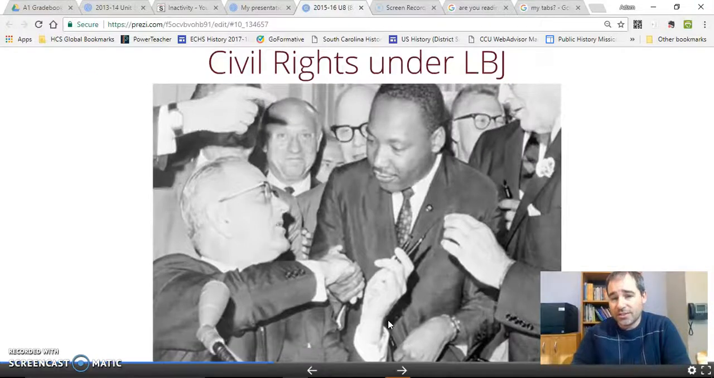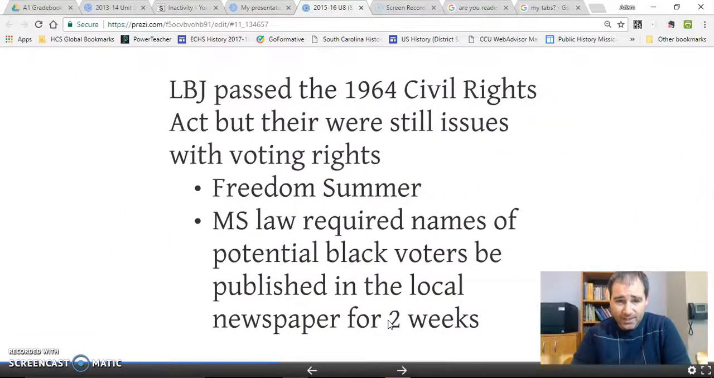We've also mentioned Lyndon Johnson and civil rights in 8.1 and 8.2, and again passes the Civil Rights Act, but there's still issues with voting rights. So this leads to things like the Freedom Summer. Freedom Summer is interesting. Black and white and some Jewish population and others go down into the South during the Freedom Summer to push for voting rights. 3 of these young adults are actually captured by the KKK. They're killed execution style. At least in the movie Mississippi Burning, I believe.